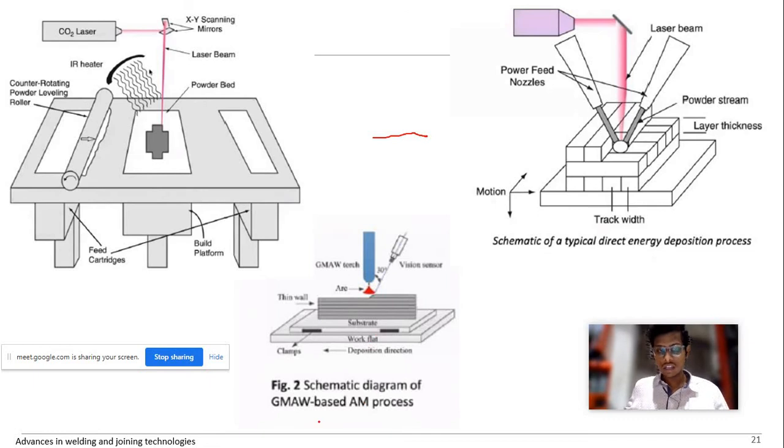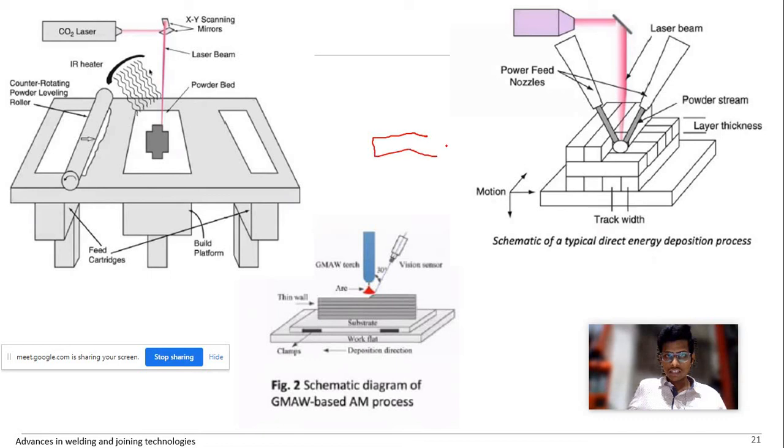But in GMAW based, here we are using wire and depositing. As we know, the deposition rate we can achieve is like 6 to 10 kg per hour. That much deposition rate can be achieved here. So here the deposition rate is high, but complicated shapes cannot be generated. Okay, that was my answer to that question.